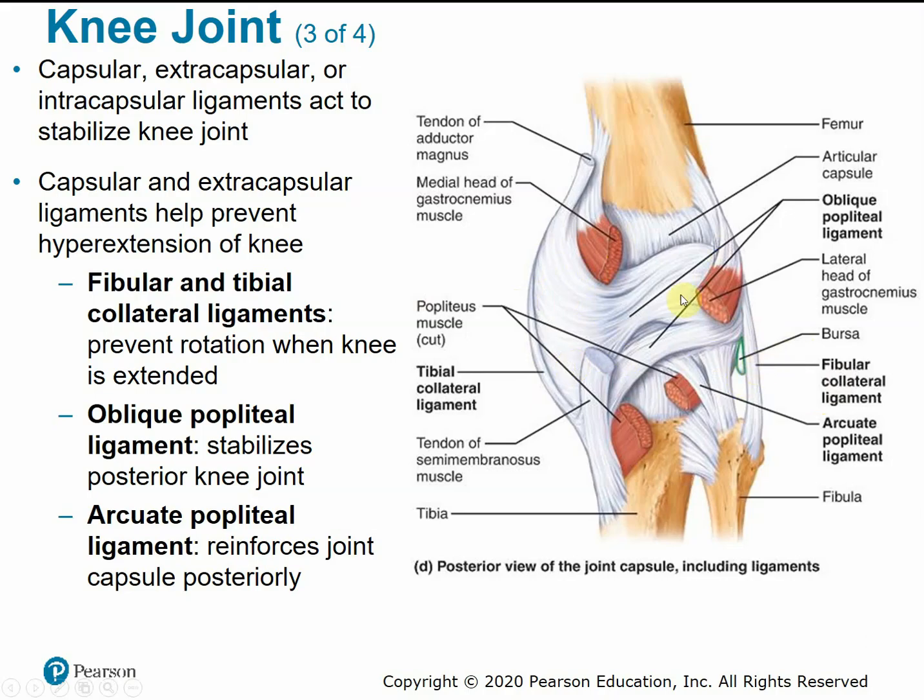The oblique popliteal ligament is going to stabilize the posterior knee joint. So popliteal is the back of the knee region. Oblique means kind of diagonal. And the arcuate popliteal ligament is going to reinforce the joint capsule posteriorly. So this is looking at the posterior of the joint capsule.